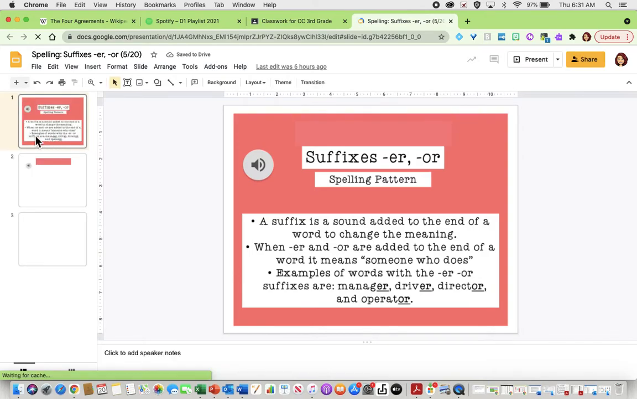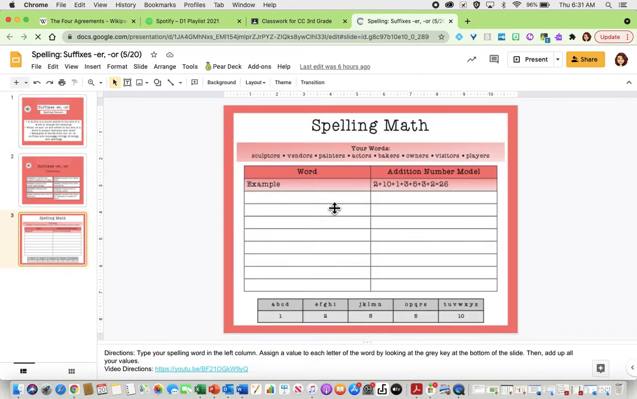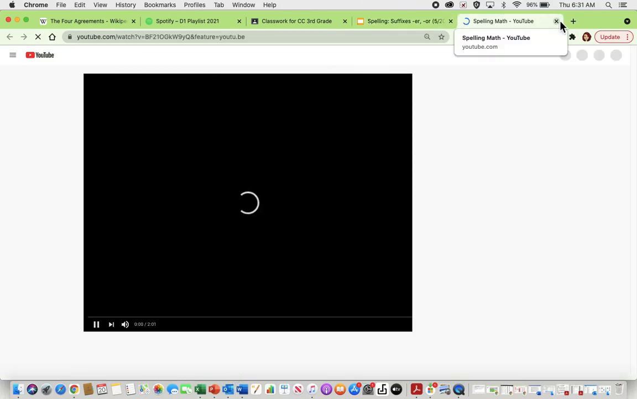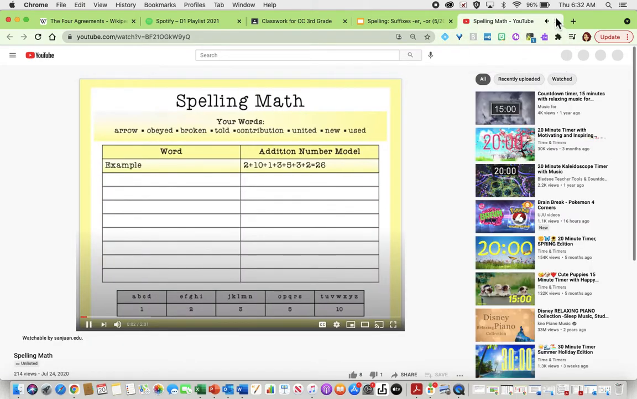So again, here's slides 1 and 2. You're just going to go ahead, read or listen to them. Then on slide number 3, you are going to do what you saw in the video now here with our words. And again, the video is linked here, so if you forget, you can just click this link and it will take you to the video as well. So just keep that in mind that you do have the video in multiple places.